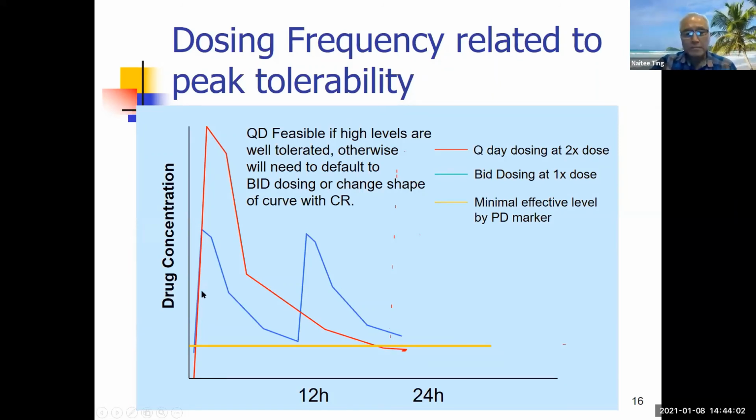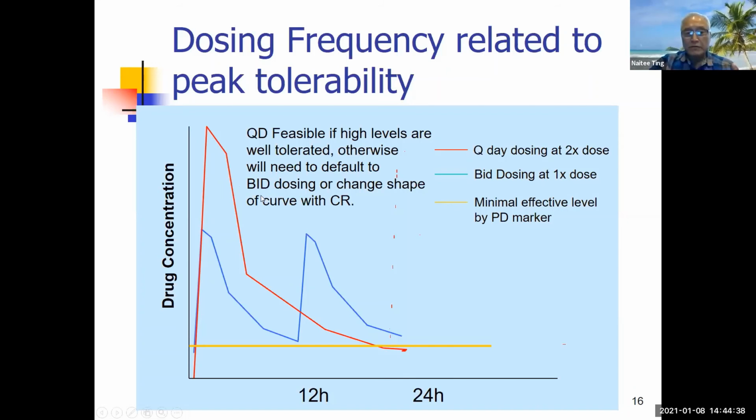So what's the problem with this picture here? Now this point is what we call a Cmax, a maximum concentration. This is the Cmax for the blue line. This is the Cmax for the red line. Usually, this amount of drug concentration may trigger adverse events or side effects. So if this is the case, then you cannot go with double the dosing. That's where we say QD feasible, once a day feasible, if you can double the dose and if high levels are well tolerated.